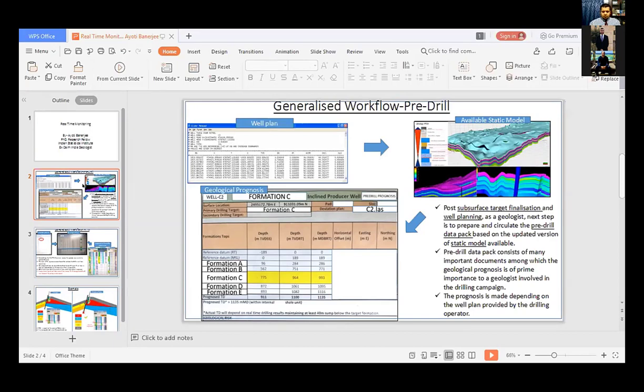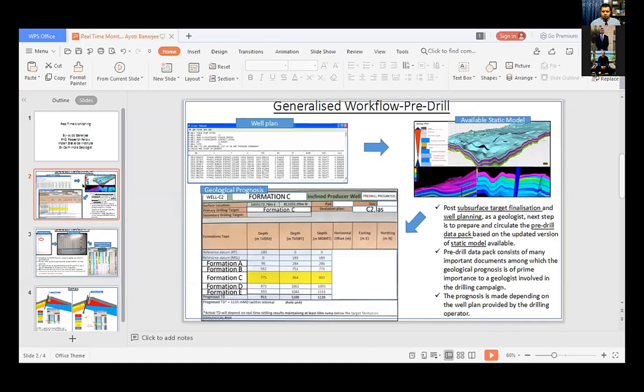And then with the most updated available model, we well plan and we make the geological prognosis. Prognosis is a very important document. It is with the geologists, the well site geologists, we monitor it from the office, as well as it stays with the drilling team, the drilling engineer. It generally has the formations and the tops of the formation at what TVDSS or what MD we are encountering that, and any shift.